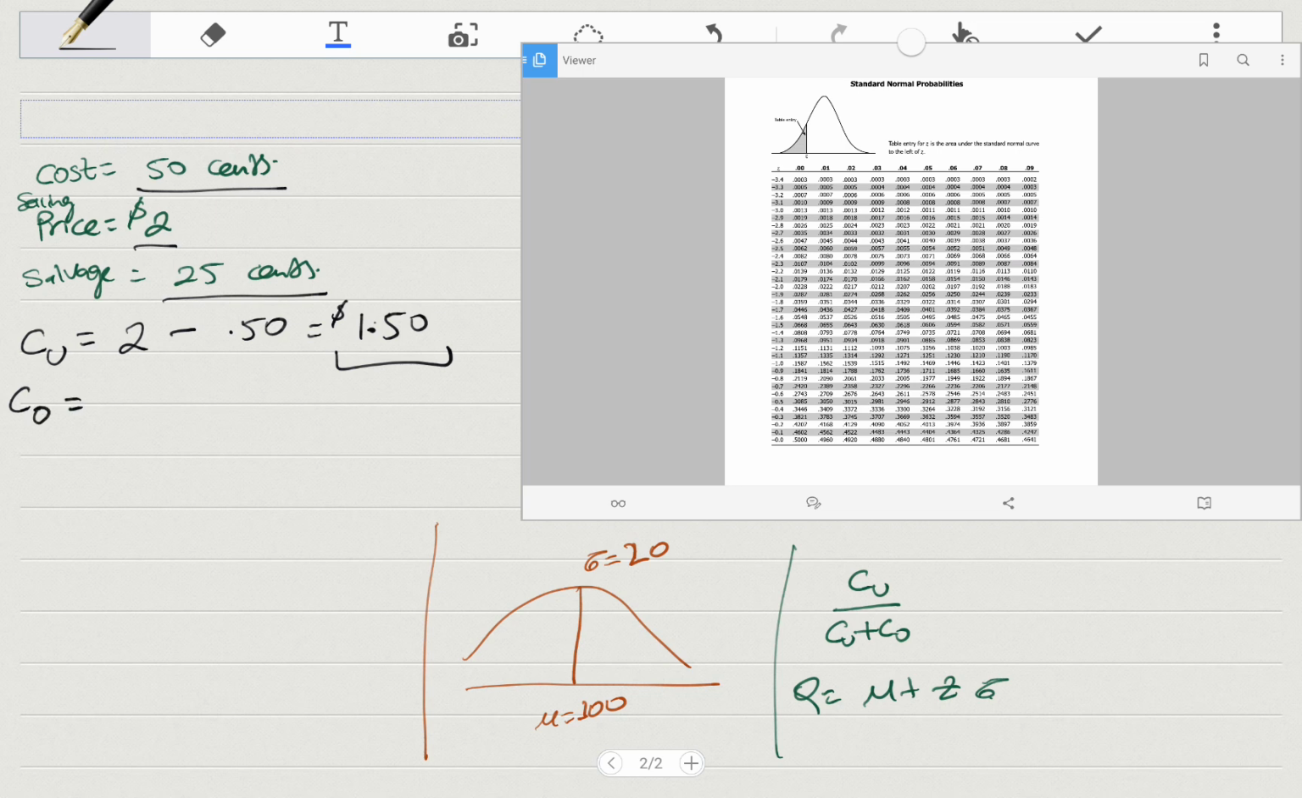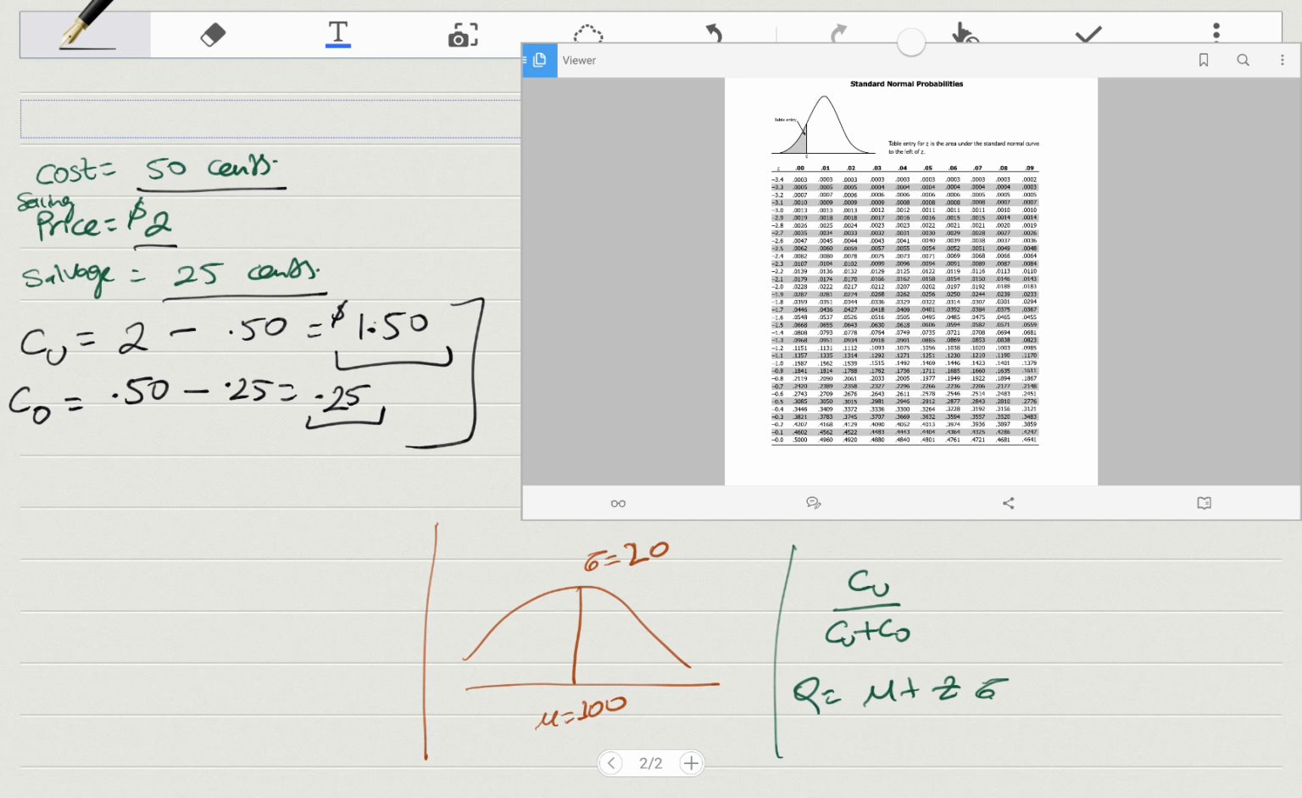CO is the cost of having one extra unit. Suppose he ordered 50 units but he only sees a demand of 49 units. He would have bought it for 50 cents and he can return it for 25 cents, so he loses 25 cents. So the cost of ordering one extra unit is 25 cents. Let's put this on the side.